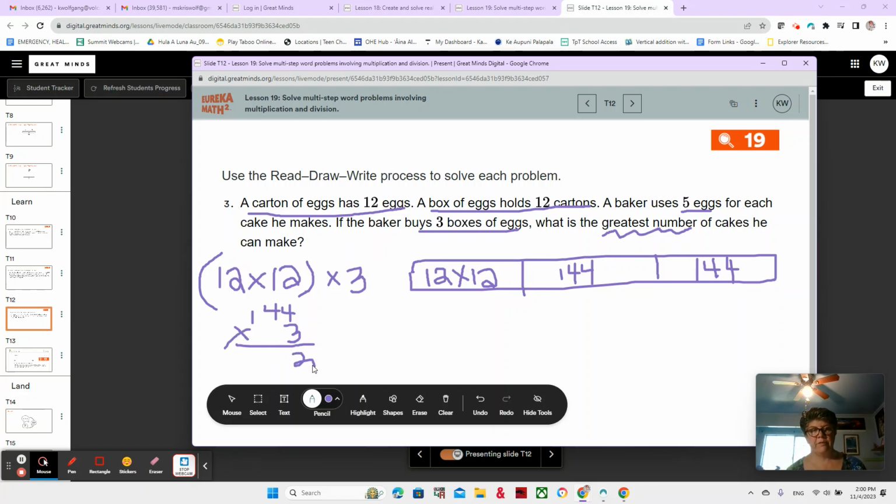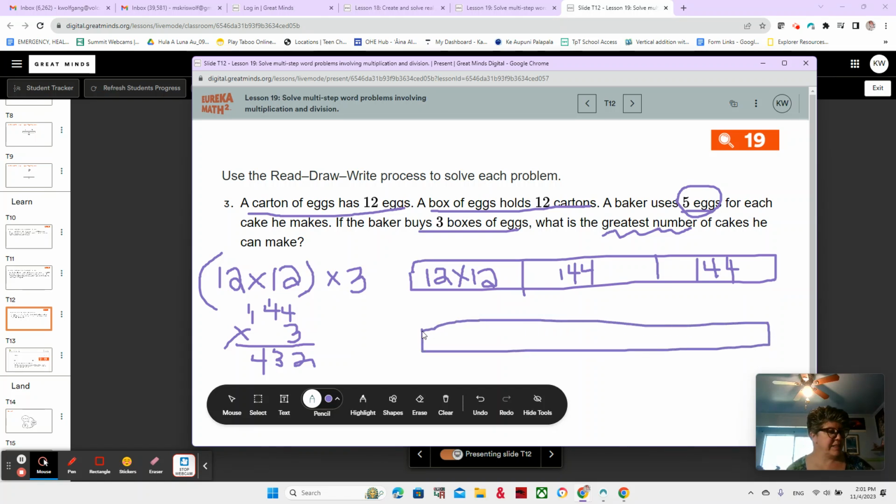3 times 4 is 12. 3 times 4 is 12, plus 1 is 13. 3 times 1 is 3, plus 1 is 4. So he has 432 eggs. And each cake needs 5, right? So then we have another tape diagram we can draw. And you are drawing this in your book on page 164. Yes, make sure it's there. So 432 eggs. Right, 432 eggs.